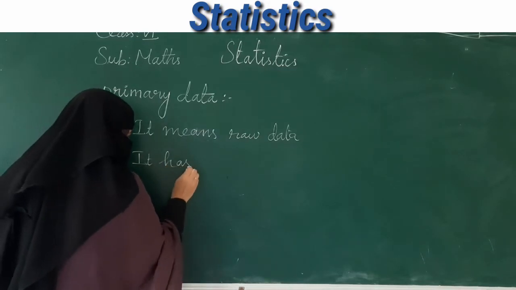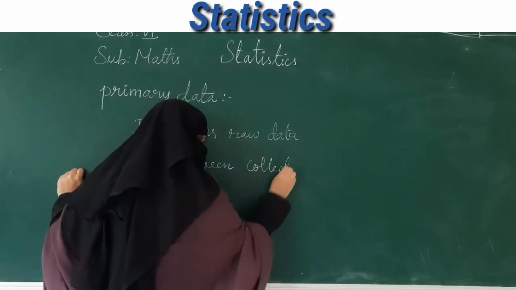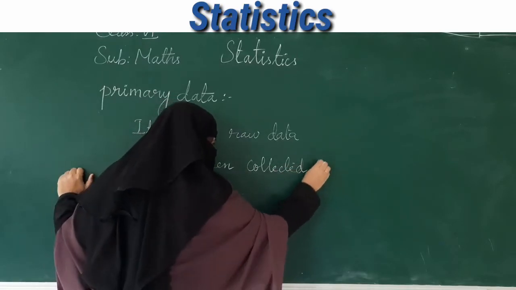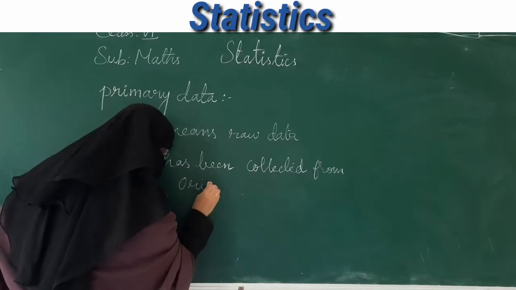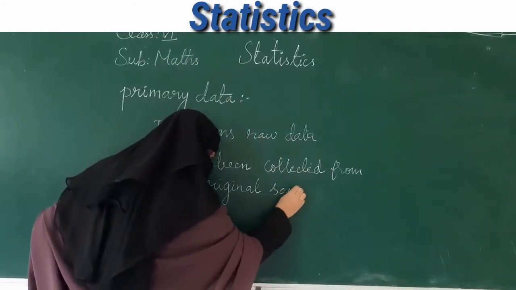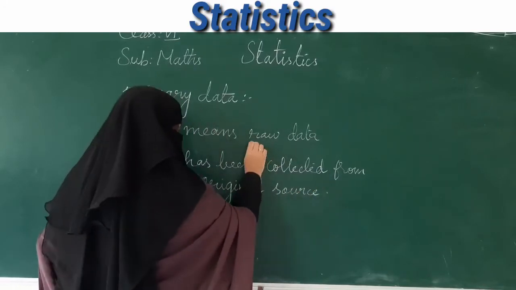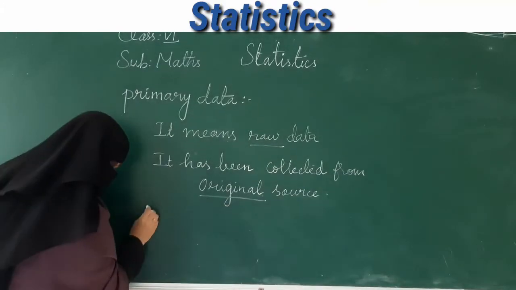It has been collected from the original source. This is called primary data. It is collected from the original source. That is raw data and original data. This is called primary data.